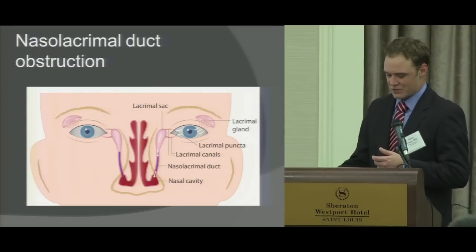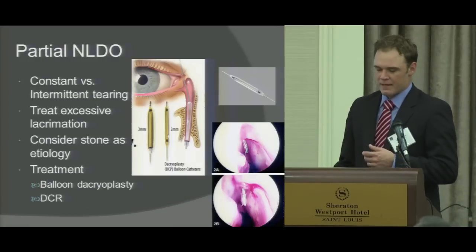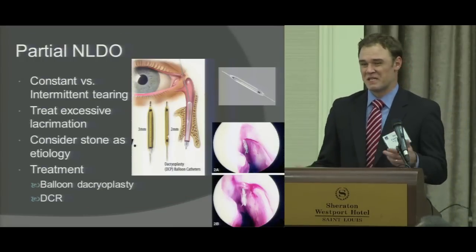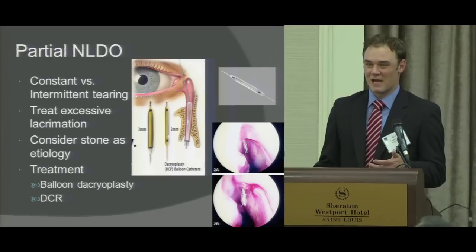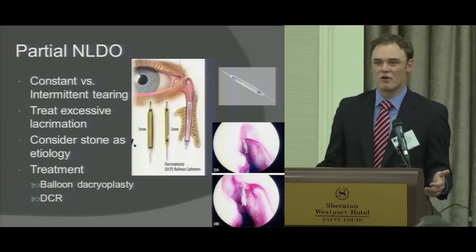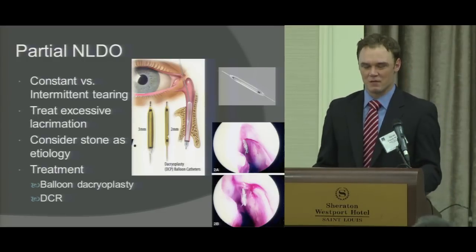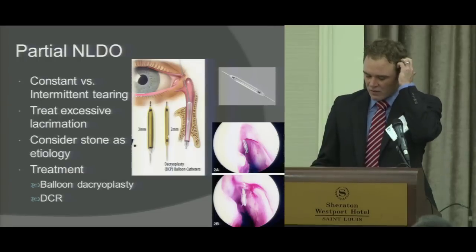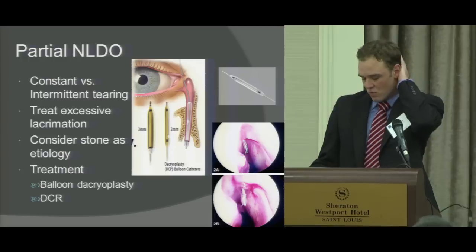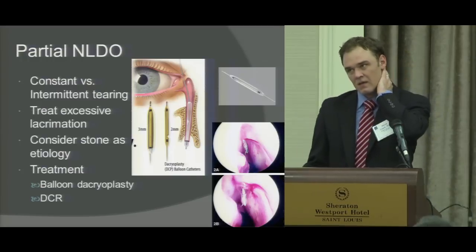Mucus, or even infections. In some patients, it can actually just be a narrowing of that tear duct. If it's 1.5 millimeters, it may be a third of a millimeter, or maybe a half millimeter. And in that scenario, patients can complain of constant or intermittent tearing.